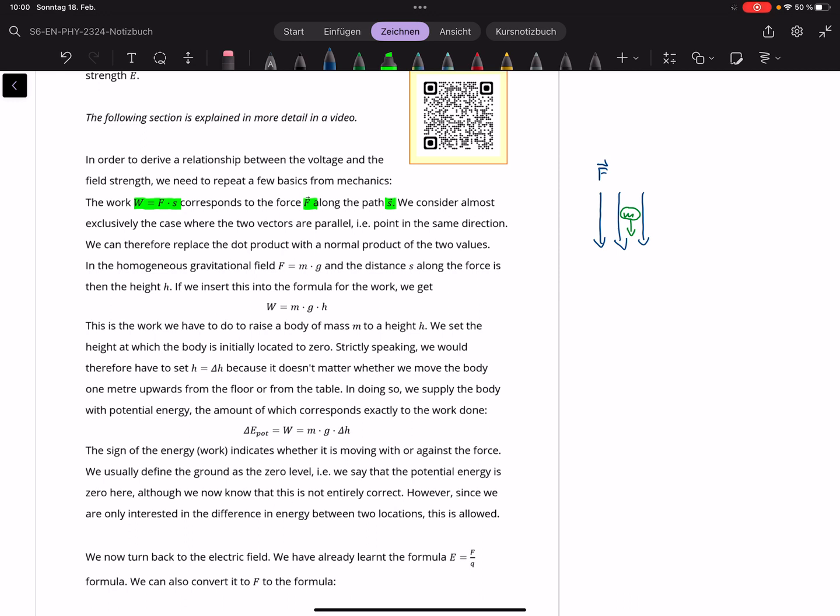Meaning that if we carry a mass perpendicular to the force vectors, that means work is zero. Why is that? Because we have the dot product of two vectors, and if the angle is 90 degrees, we have the cosine of 90, and this is zero.